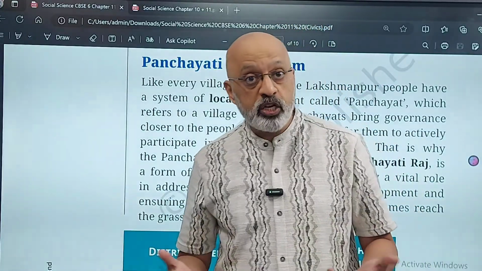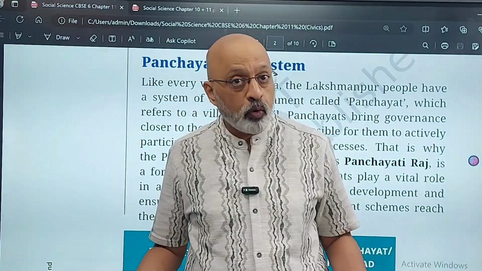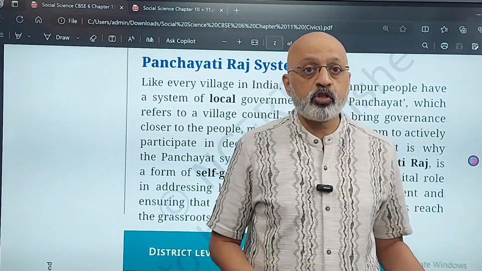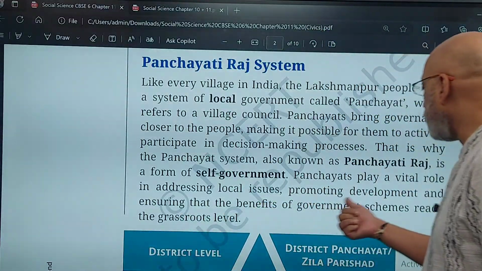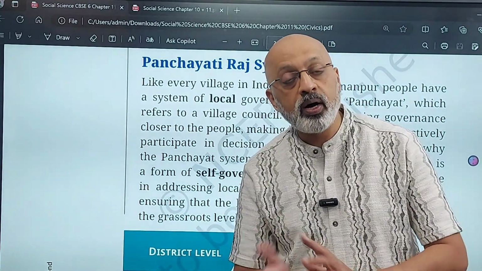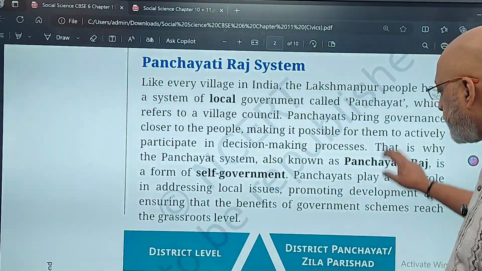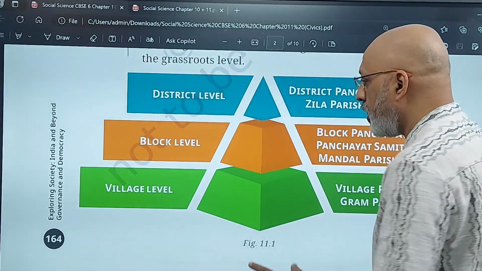So the postal department can come and tell the villages that we have this scheme. So if anyone wants to put your money in the post office under this scheme, you can do. So these are all government schemes. The benefits of government schemes reach the grassroots level. So that's how government work gets done. Samajh mein aa gaya? Now, this happens at 3 different levels.